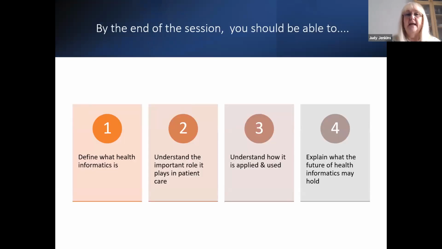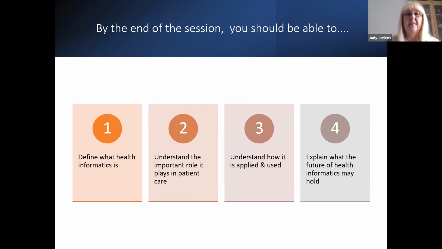So, by the end of this session, you should be able to tell me what health informatics is. You should be able to understand the important role it plays in patient care, understand how it is applied and used, and explain what the future of health informatics may hold.